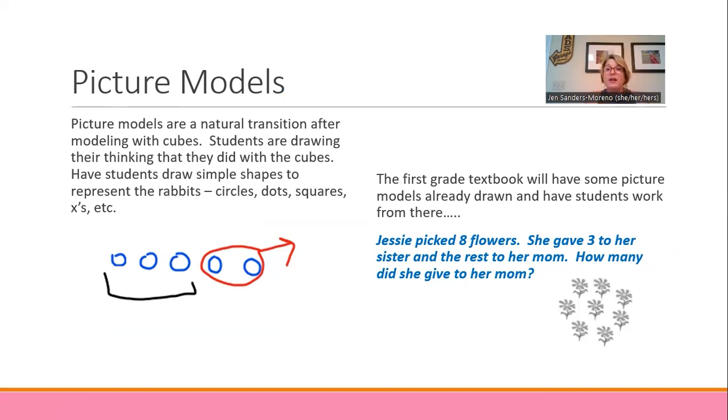Okay, picture models. So this is the natural transition of, hey, my student was working with these linking cubes on their desk. How are they going to now visualize that on their paper? So as you can see from my amazing drawing, this is that idea of, hey, they put 5 on their desk, 2 hopped away, how many are left? So we've got our original 5. Now you can see mine are circles. They're awful circles, but they are circles.